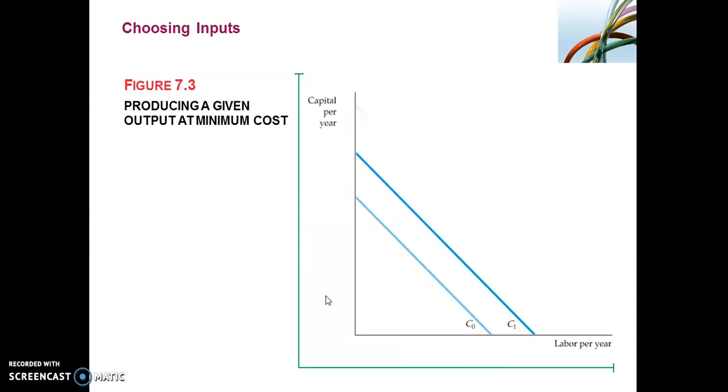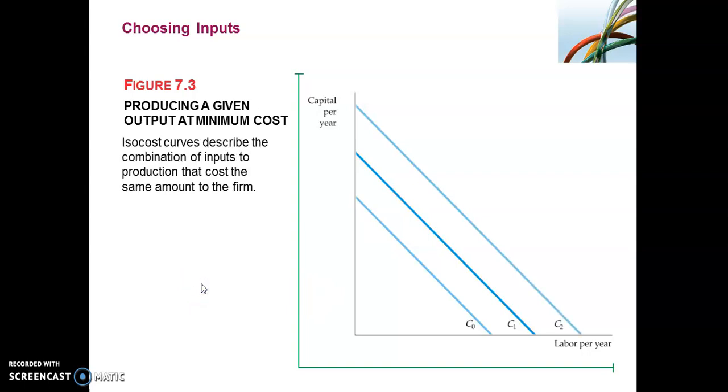Now, how do we go about producing a particular output while keeping our costs as low as possible? This is something that the firm must consider. So we have figure 7.3, and it discusses producing a given output at a minimum cost. The explanation for this will take quite some time, and for the current 15-minute video, I won't have sufficient time, so I'm going to pause it and then start the new video on this particular slide.